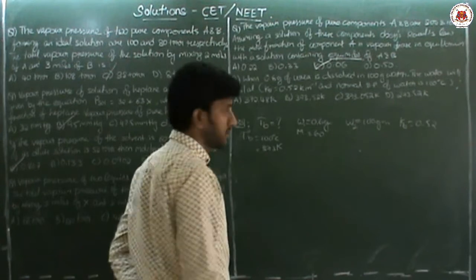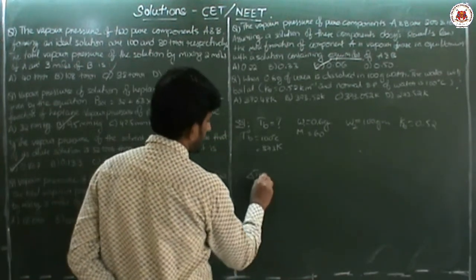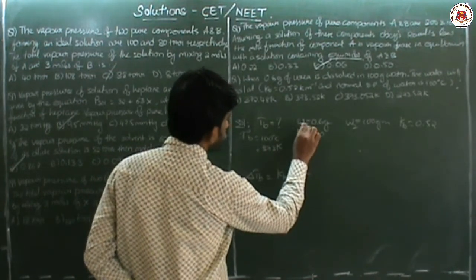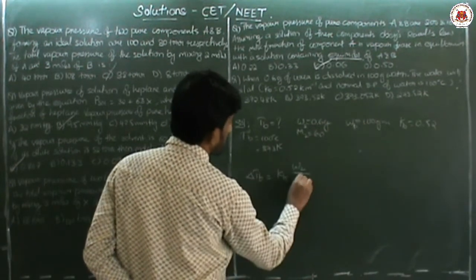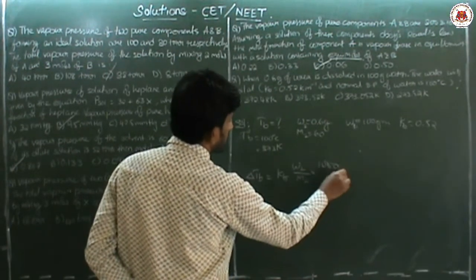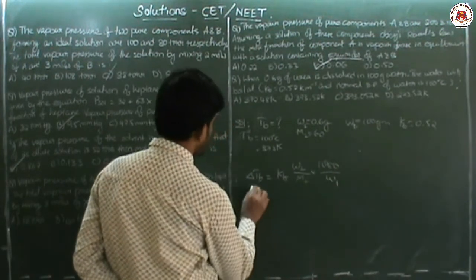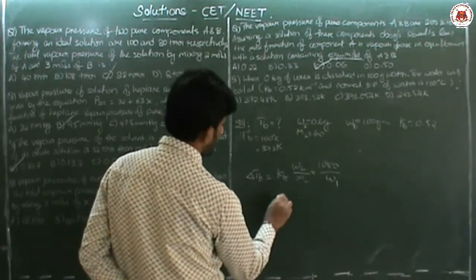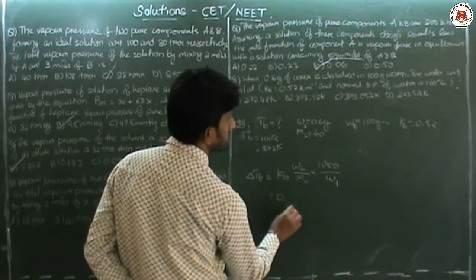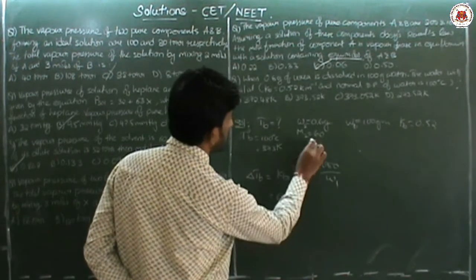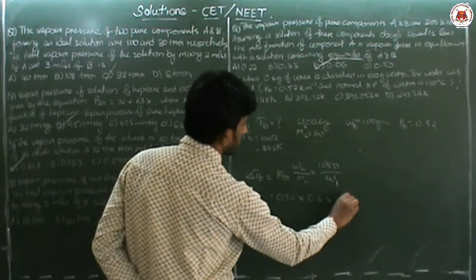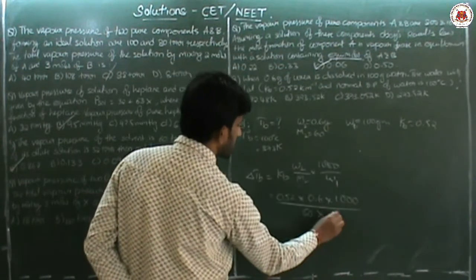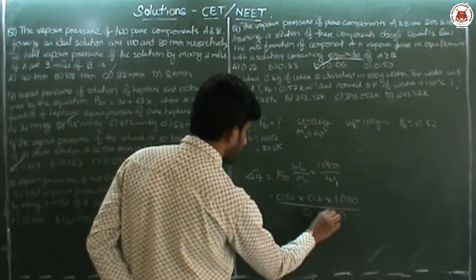Now this is the information given to us. You know the formula: delta T is equal to Kb into weight of solute by molecular weight of solute into 1000 by weight of solvent in grams. Delta Tb we will solve after. First let us substitute Kb, which is 0.52, into weight 0.6 into 1000 divided by M2, which is 60, into 100.